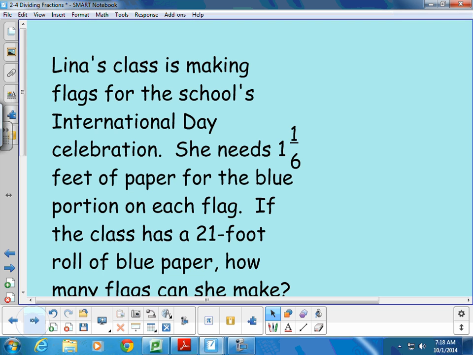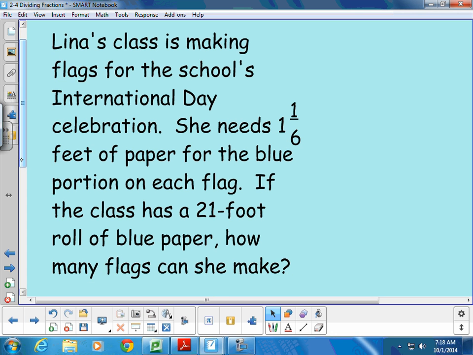All right, just a couple word problems and then you're on your way. Lena's class is making flags for the school's International Day celebration. She needs 1 1/6 feet of paper for the blue portion of each flag. If the class has a 21-foot roll of blue paper, how many flags can she make? And this is on page 104 in your textbook. There's nice little diagrams there to help you.